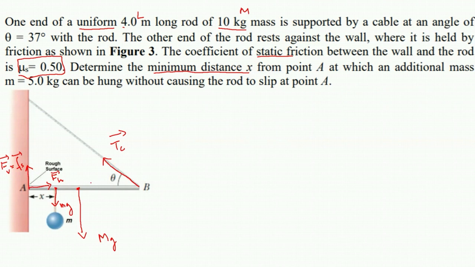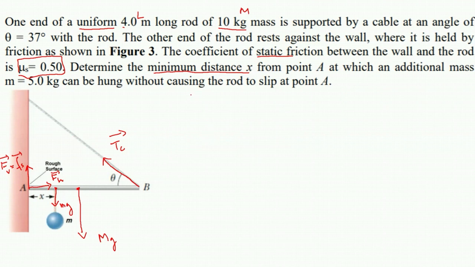So here I already did the free body diagram on my rod because my system is a rod. So now I have the tension of the cable, and I have the weight of the rod, the weight of this small mass, and the horizontal force, and then I have the frictional force, which is a vertical force from the wall.